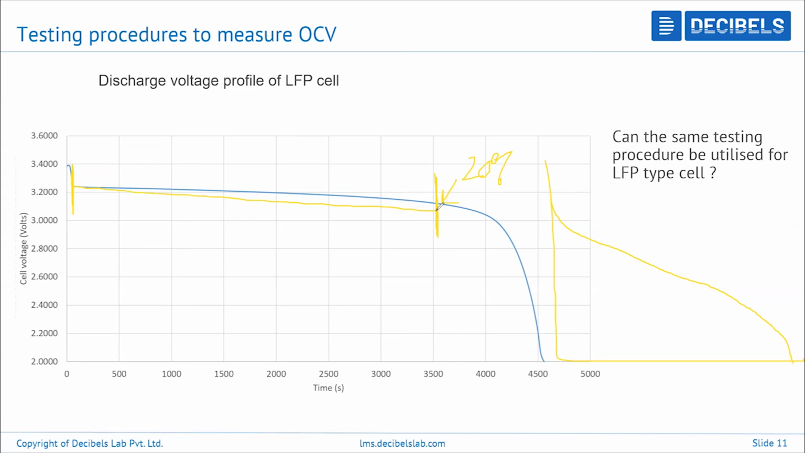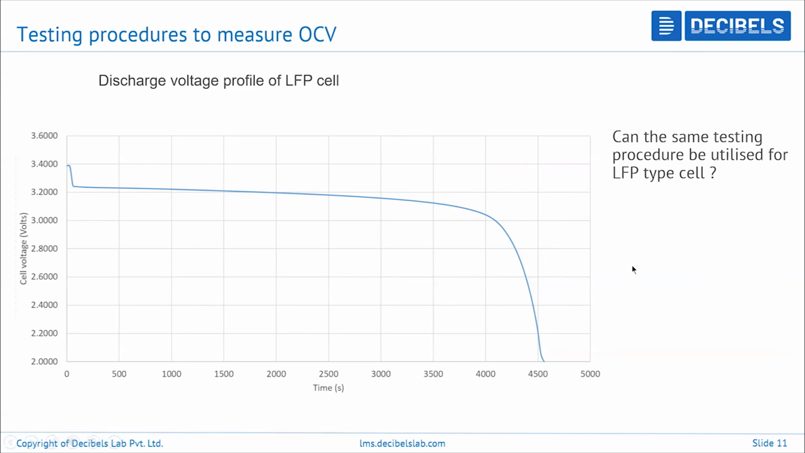So that is why the answer to that question, which asks which type of chemistry requires more sensitive measurement of voltage, is the LFP cell. In that case, your SOC interval has to be much finer. It will be something on the lines of 2% or even less than 2%, sometimes even 1%.